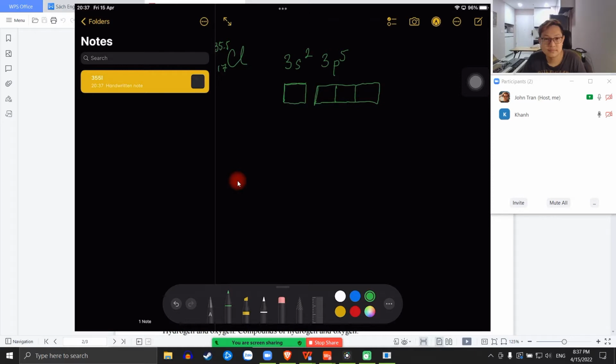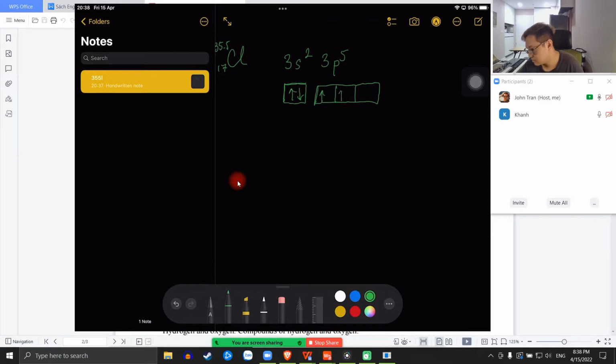We first fill the s orbital first, with 2 arrows, up and down, yes. And then we fill the next 3 boxes of the p orbitals. Is it down, down, down, or up, up, up? It's up, up, up. That's according to Hund's rule.